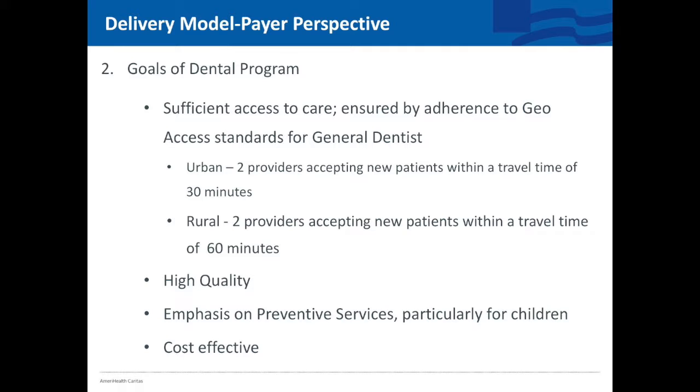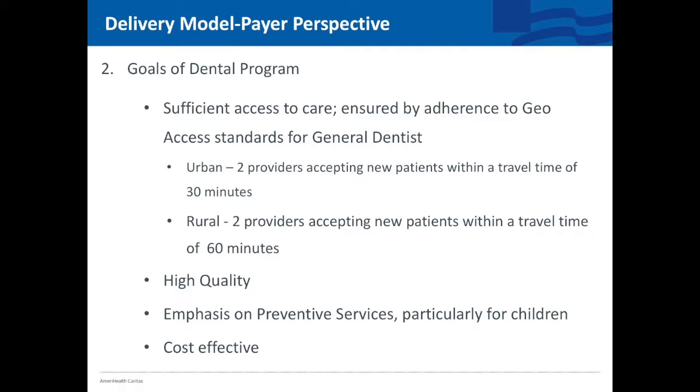Basic goals of our program, and I guess the most significant goal is for us to be able to provide sufficient access to care. So we as managed care organizations are measured by our access. There's a standard called GEO access, which we need to adhere to. The state mandates this, DHS mandates this, and basically for different provider types and in different areas, the differentiation is rural versus urban. In most cases, that differentiation is by county. In some counties, there are both rural and urban standards.